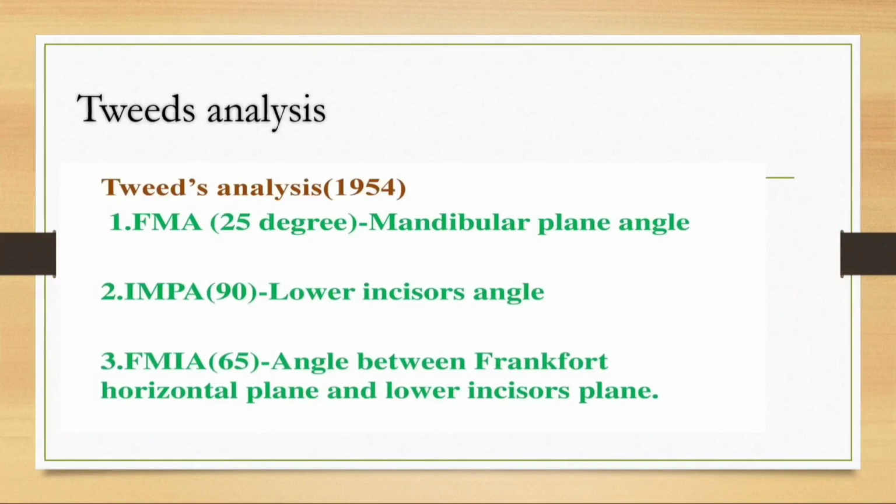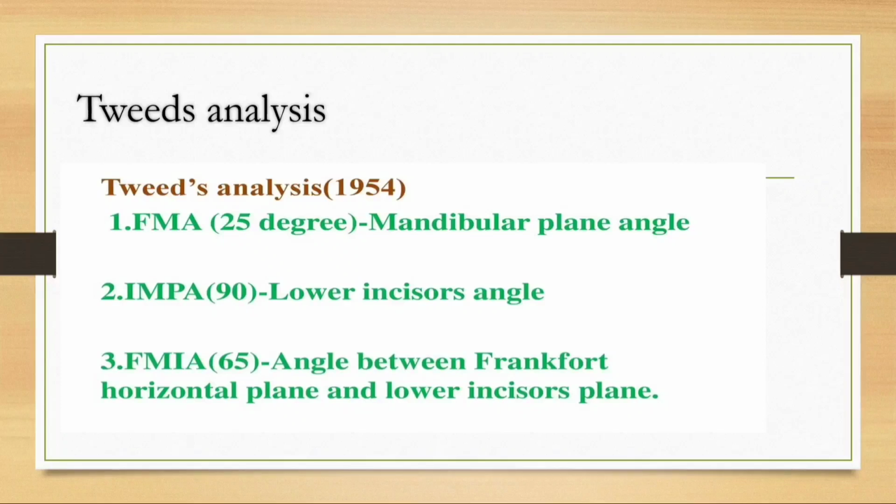So Tweed's analysis is part of cephalometric analysis. We have Steiner's analysis and Down's analysis. Mostly expect this Tweed's analysis because it is a simple one. Down's and the other one are a little complicated. In Tweed's we have triangulation, that is FMA angle, IMPA angle and FMIA angle. All together it constitutes a triangle that is 180 degrees. So FMA angle is the mandibular plane angle, 25, and IMPA is 90, that is the lower incisor angle.